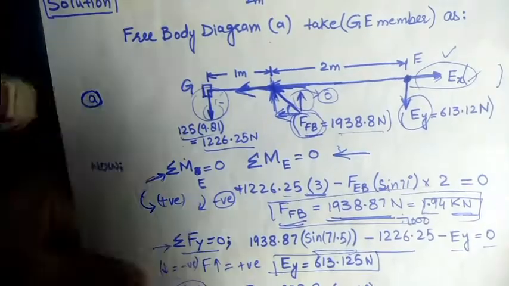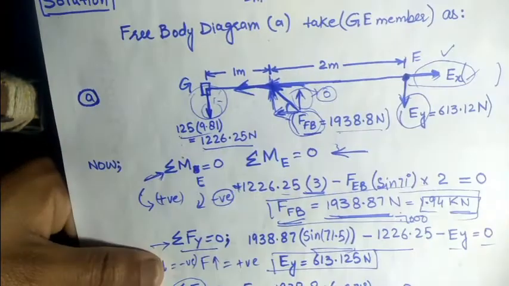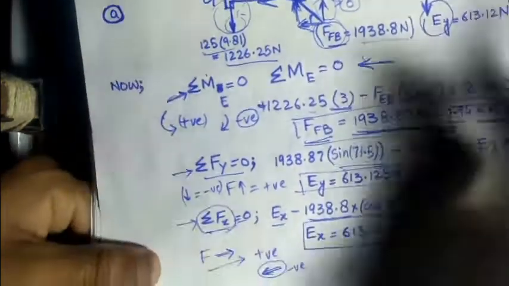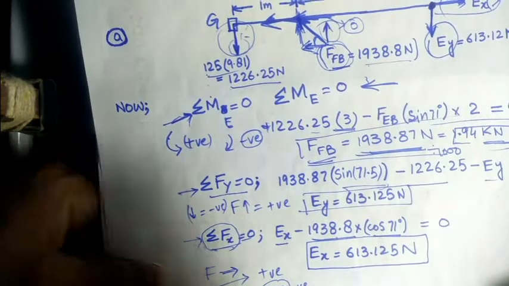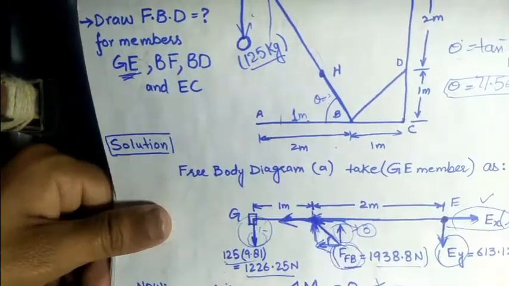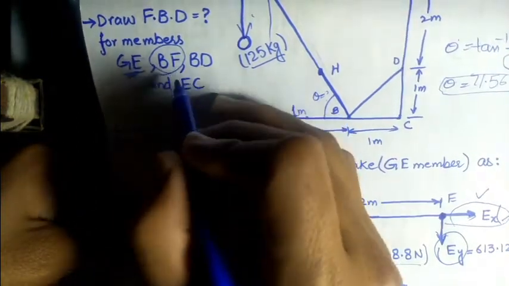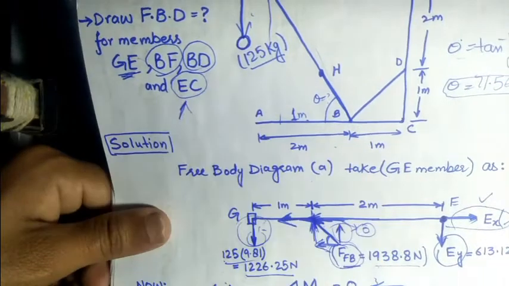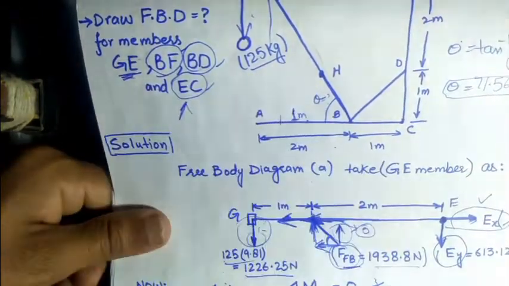So the free body diagram of the GE member is easily made by finding these unknown forces using the equilibrium equations. Now we have calculated the free body diagram for the GE member. After this we will move toward the BE member, after this the BD member, and then ultimately toward the member EC. These three members remain.